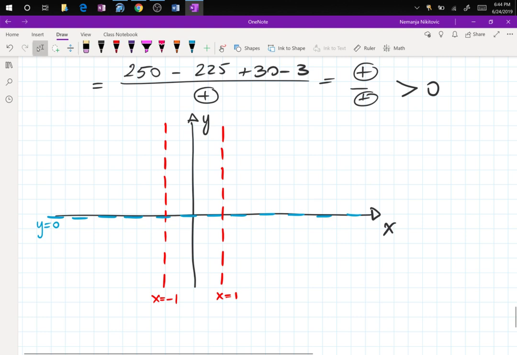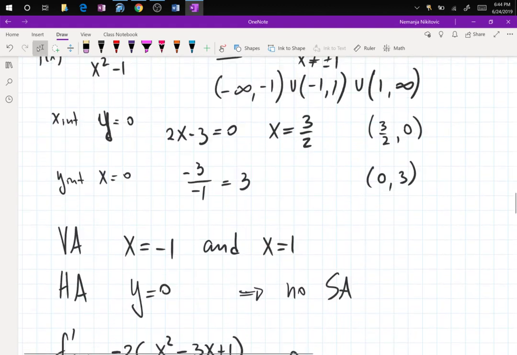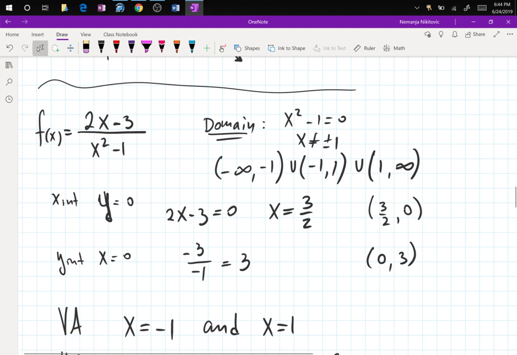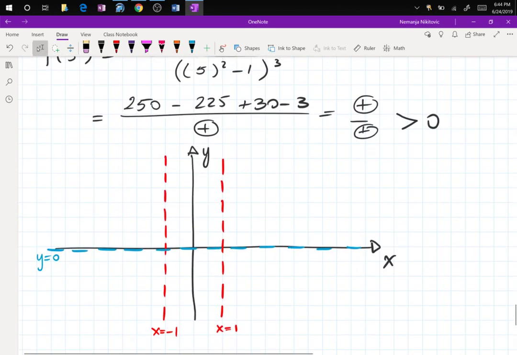Now I have x-intercepts, y-intercept. Let's go all the way up there. 0, 3, and 1.5, 0. 1.5, 0. And a 3. Terrible, but such is life. These are the values.